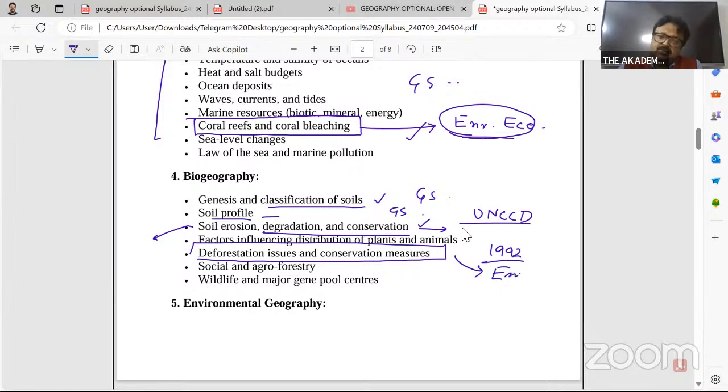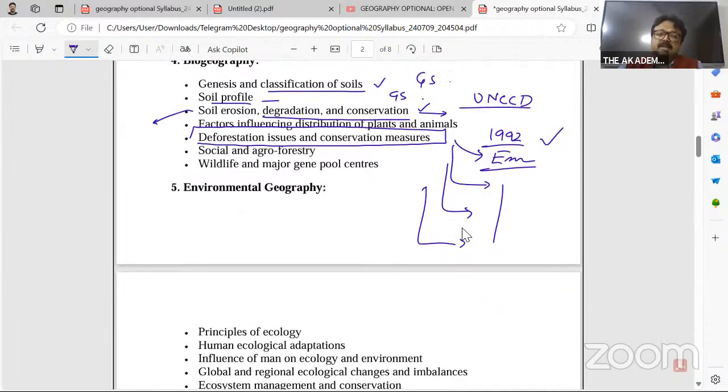Then deforestation issue and conservation means भाई forest conservation, legislation, ये सब कुछ आपको पढ़ना होता है कि नहीं environment ecology में? How to conserve the forest, how to conserve the forest resources, how to conserve the biodiversity, national park, biosphere reserve, everything is going to be part of this. So deforestation issue and conservation measures and legislations. What about legislation? Yes, there should be some legal sanctity.